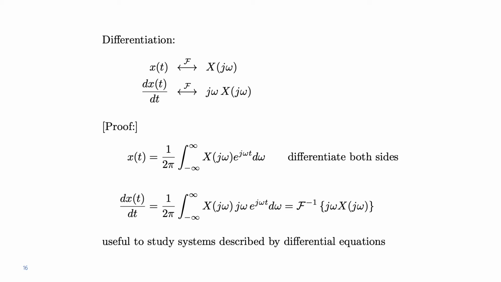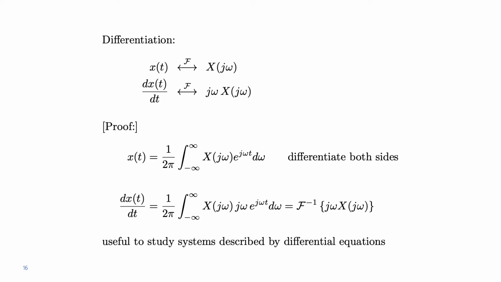The left-hand side becomes dx(t)/dt, and the right-hand side, by differentiating in the time domain, becomes 1/2π times the integral of X(jω) jω e^{jωt} dω. That's because the only term that is a function of t in the integral is e^{jωt}, and when we differentiate that, we obtain jω e^{jωt}. So this last expression can be easily recognized as the anti-transform of the signal X(jω) times jω. And therefore, we already got the relationship we were looking for.